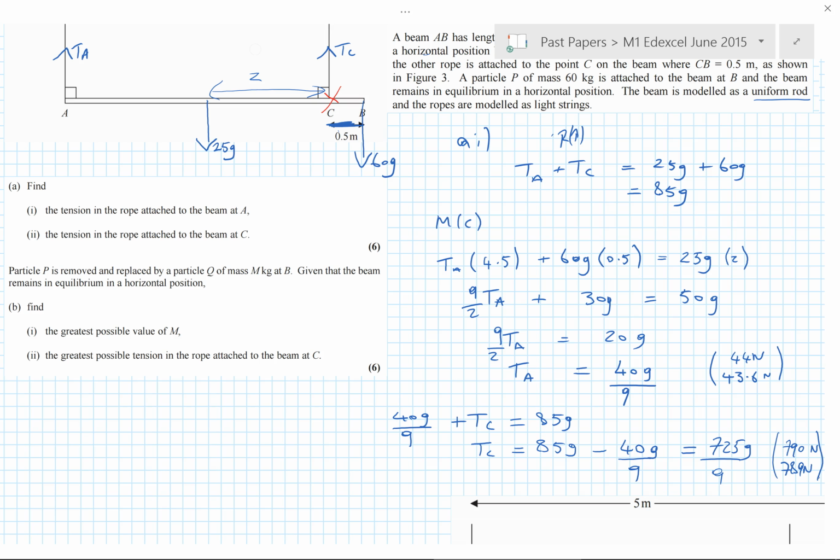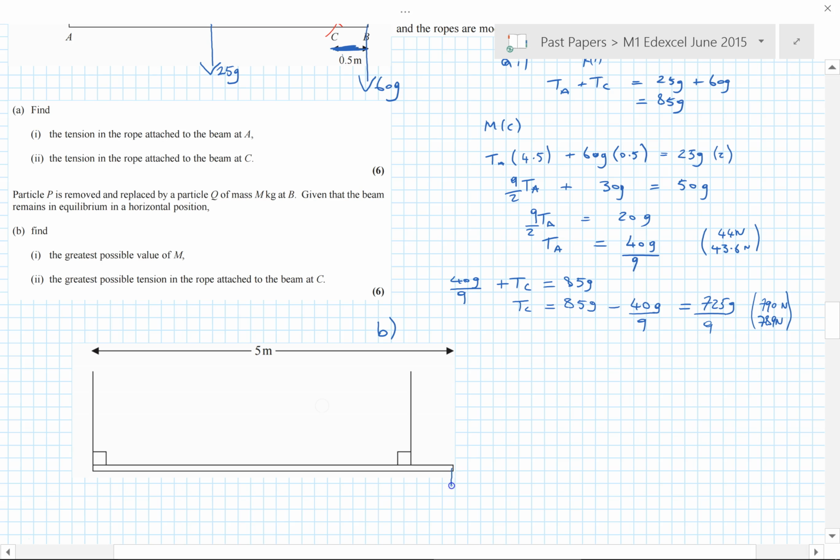Right, now to the next part. It says a particle is removed from Q and another particle is placed at B. So let me just tidy this up and do a new diagram. So for part B, we've got a new mass of M placed there. And of course the centre of mass is still in the middle. And we've got a tension here. We call it T.